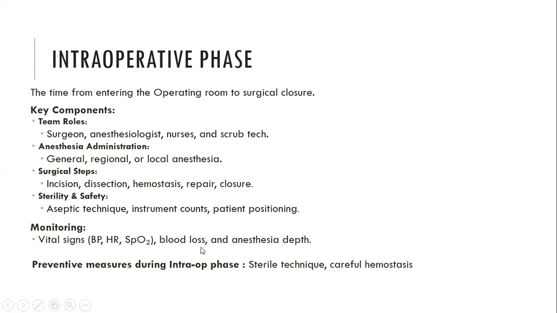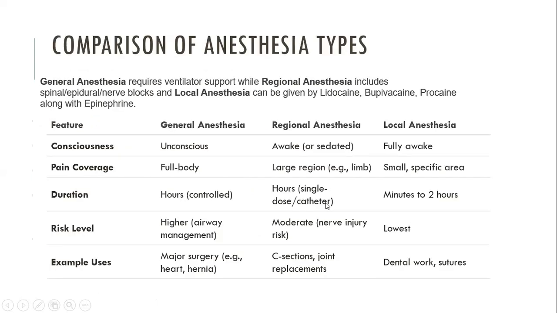Blood loss should also be monitored very well. If the patient is having massive blood loss, blood transfusions should be done, along with monitoring of anesthesia depth and overall anesthesia. So, what preventive measures can you take during the intraoperative phase? You should maintain sterile techniques all the time, and you should practice careful hemostasis. So, this is the comparison of anesthesia types.